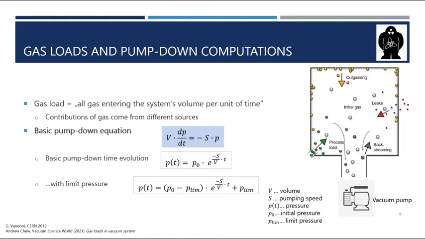In the blue frame there is the basic pump-down equation from which we can derive the two equations below. The first one represents an ideal vacuum system with no gas load. In the system, all that matters is the volume of the chamber, the pumping speed, and the initial pressure. However, the second equation is much closer to the reality of vacuum systems. This equation introduces limit pressure, which is the minimum pressure level below which we cannot get. If we wanted to be even more precise, we would have to count with leakages as well.